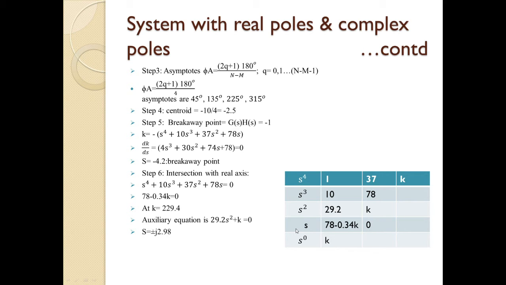So, we need to find out the auxiliary equation from the previous row, that is from the s to the power 2 row. So, the auxiliary equation becomes 29.2s square plus K equal to 0. Now, the solution of the auxiliary equation, that is plus minus j2.98, is actually the intersection point of the imaginary axis, and it can be obtained from the solution of the auxiliary equation.